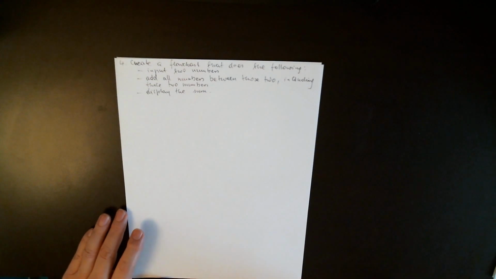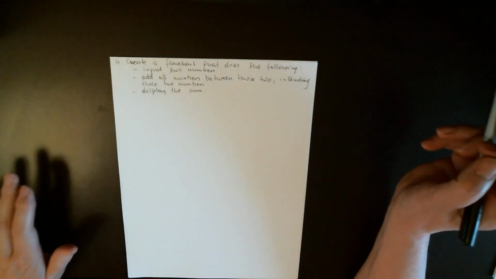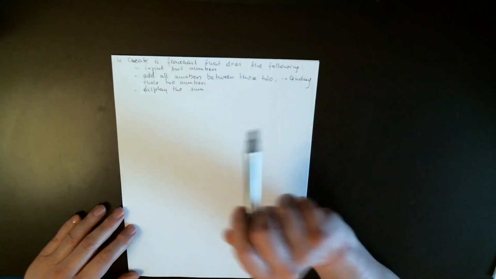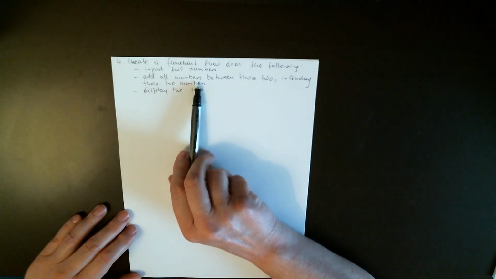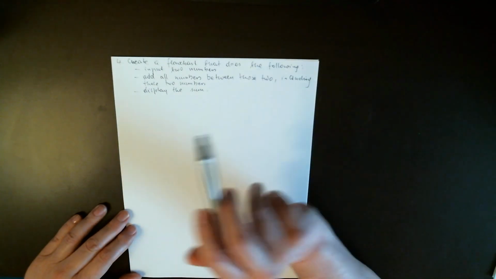All right, so let's do another loop. Now, this is a little bit different because we will be dealing with only numbers. So, create a flowchart that does the following. Input 2 numbers and add all numbers between those two, including those 2 numbers. Then display the sum.